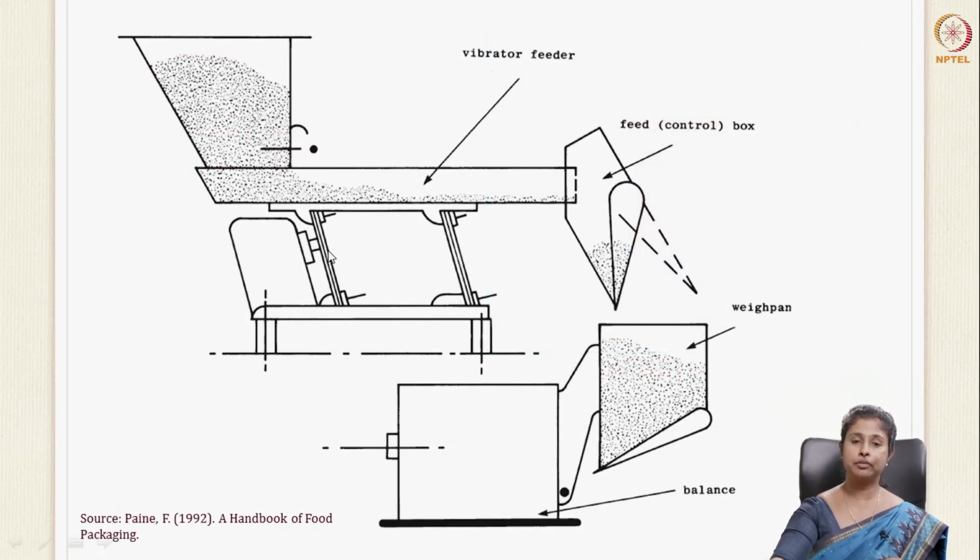Now this is another pictographic representation of this. You have the product in powders or granules in the vibrator feed. It goes into a control box which directs it into the weighing pan. The weighing pan weighs the amount that is to be filled, and that goes into the packaging.